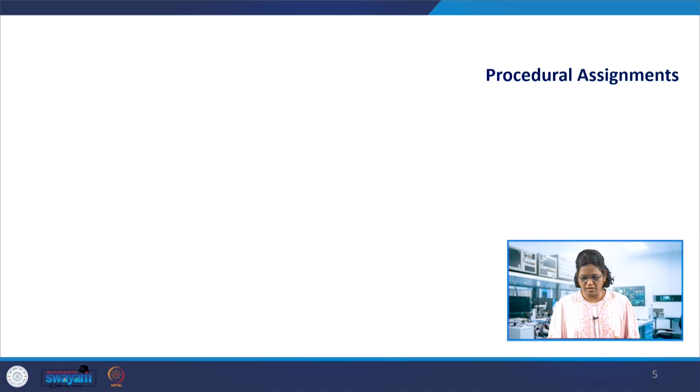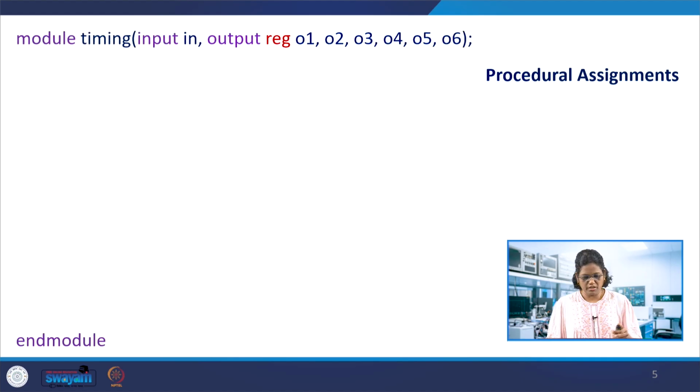Let's see the procedural assignments. Generally we take a few examples for the combinational logic, and then we'll look at the sequential logic as well, the concurrent assignments, the combinations which I told you in the beginning. We'll look at them one by one now. So this module has the module name timing, with input in and output reg; there are multiple outputs, so we're getting different outputs in the same code.